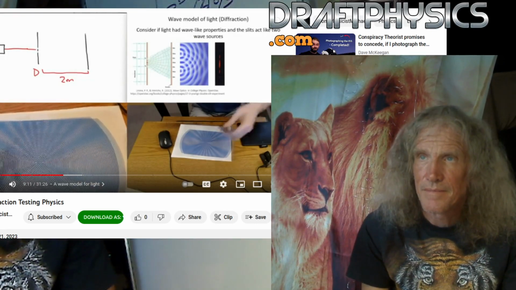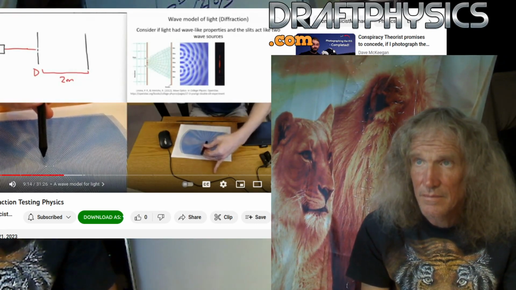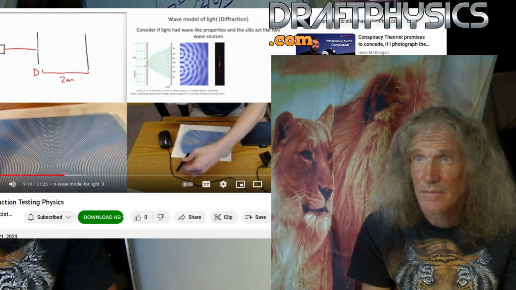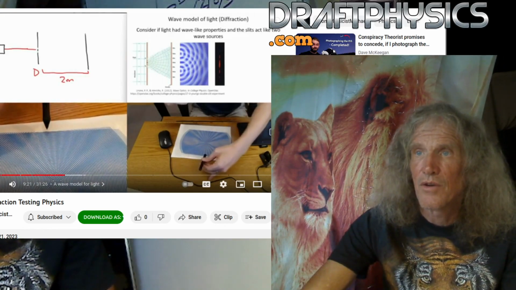So if we have these two close together wave sources, when those two waves interfere, we get this repeating pattern of bright spot, dark. So again, wave sources.